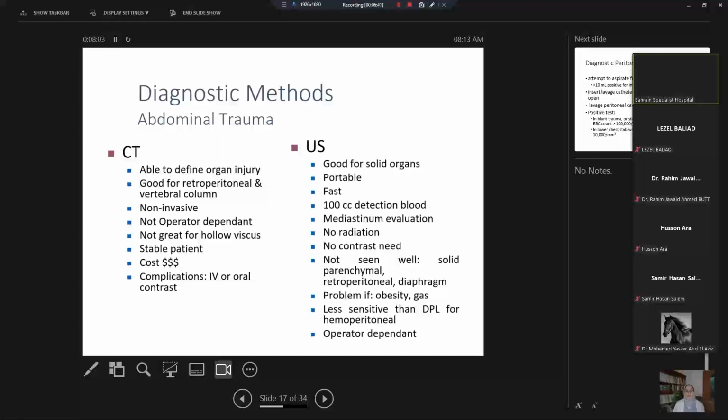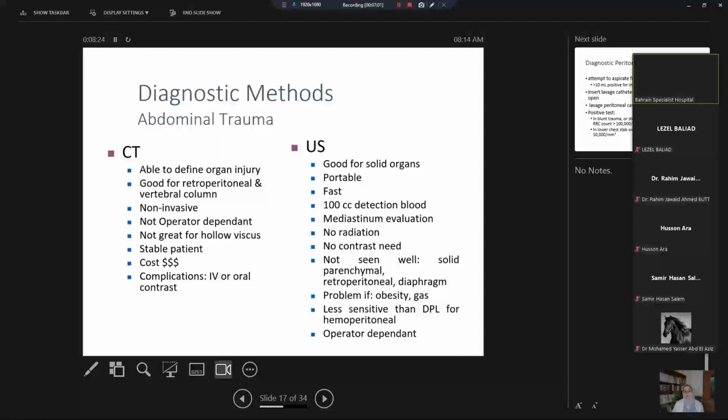The ultrasound, as we said, it's good for solid organs. It can be portable. It's fast, as we said. We can have mediastinum evaluation. We don't need any contrast. However, as we said, we cannot see well the solid parenchymal injuries and the retroperitoneal or diaphragmatic injuries.